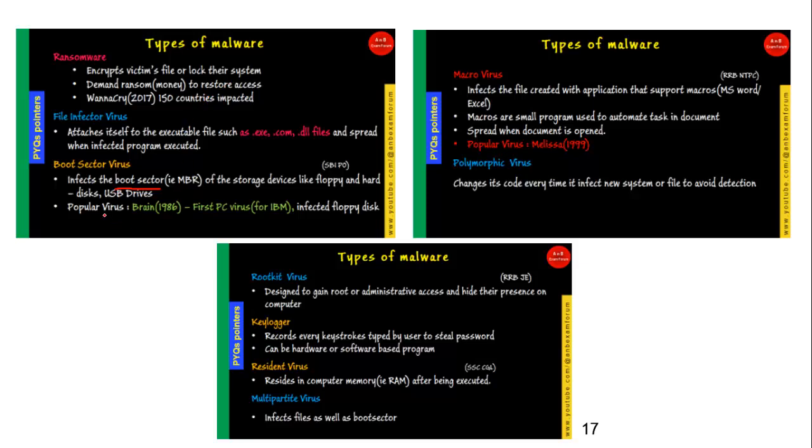And if you see, a very popular virus name is the Brain virus, that is in 1986. That was considered as the first PC virus. Basically it infected the floppy disk, it is a boot sector virus. Okay, so the boot sector virus we have seen in this class. Again, if you have time, you can watch this and get benefited.